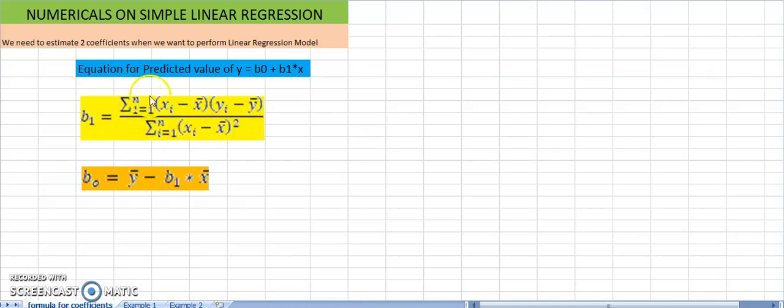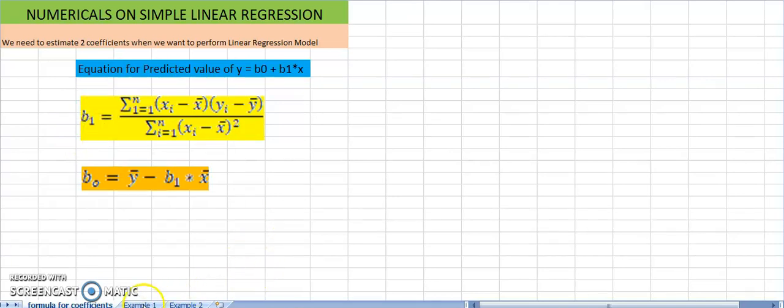We have given a summation term here. That means my i value starts from 1 and goes to n, considering that there are n samples in my data set. Okay, so this is what is required for b1. Similarly, for b0, we need the mean of x and y, and also we need b1. b1 is nothing but the estimate of the coefficient that we have calculated in our previous equation.